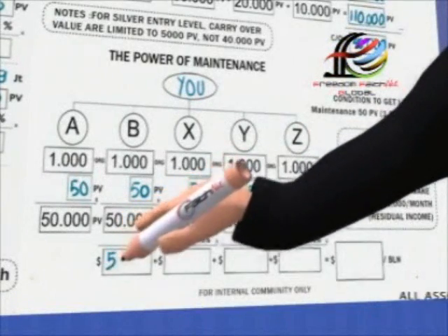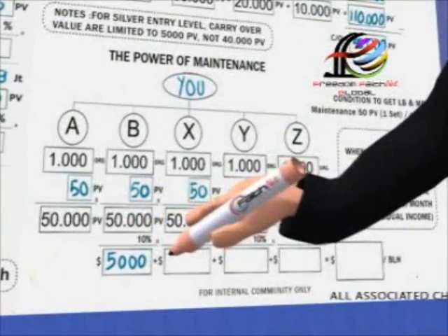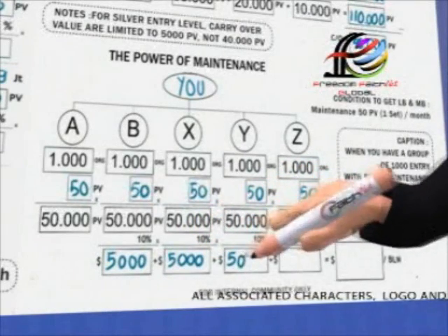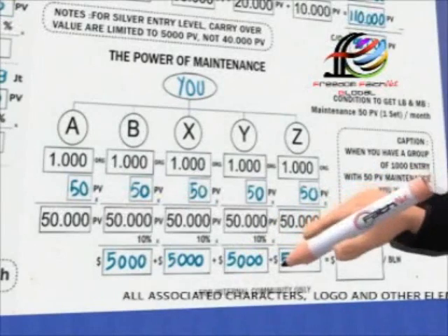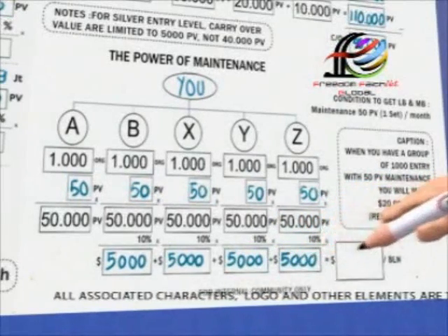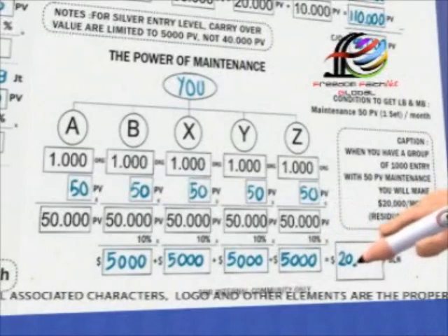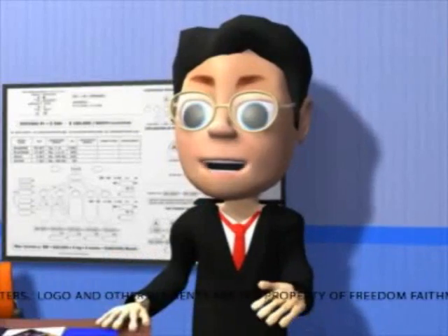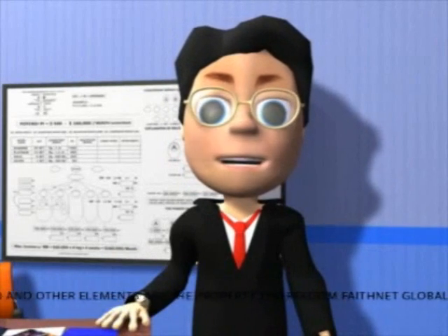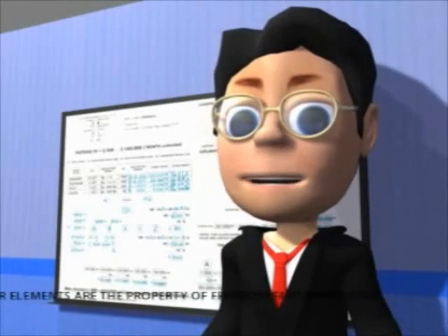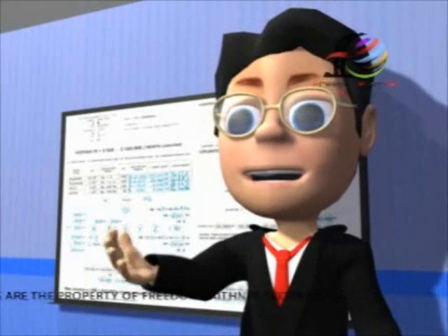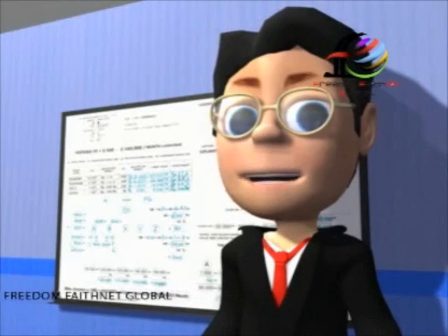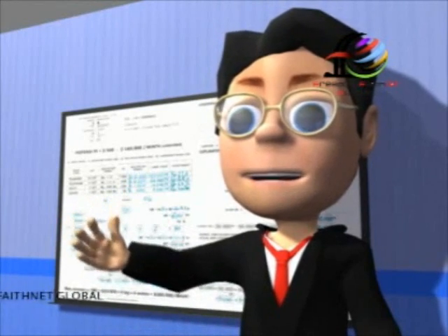$5,000 from Group B, $5,000 from Group X, $5,000 from Group Y, $5,000 from Group Z. You would get a total of $20,000 each month. And this becomes a passive income or residual income, even if you never work again, except making a repeat order in your group, and you get this huge of an income.